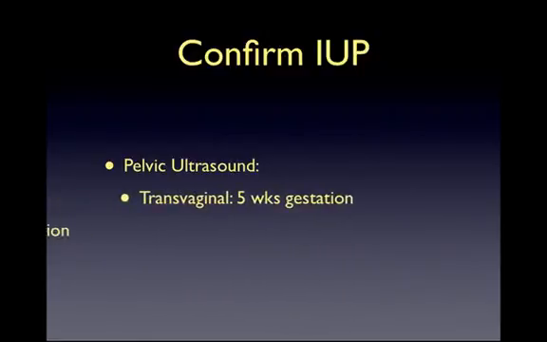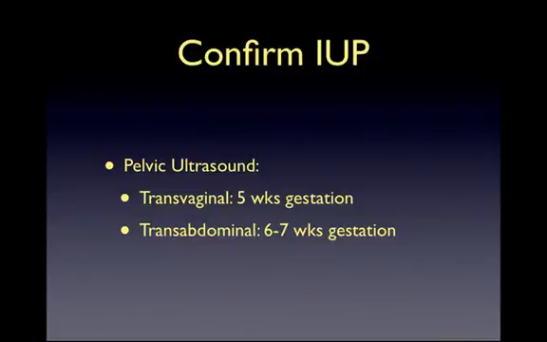In order to confirm an IUP in our patient, we will need to conduct a pelvic ultrasound. The approach that we decide to take will largely be determined by the approximate gestational age of the pregnancy, with the transvaginal pelvic ultrasound being able to detect an IUP as early as 5 weeks gestation, and a transabdominal ultrasound being able to detect an IUP as early as 6 to 7 weeks gestation. For the purposes of this lecture, we'll be focusing on the transabdominal approach. Please refer to the other SAEM Ultrasound Lecture series on the transvaginal approach to pelvic ultrasound for further detail on that technique.